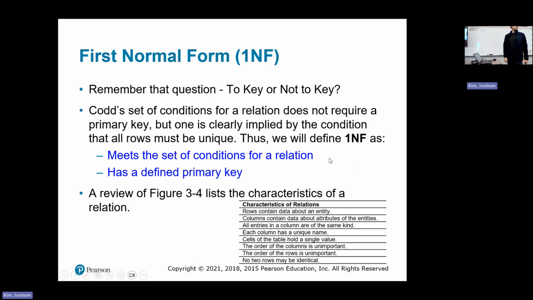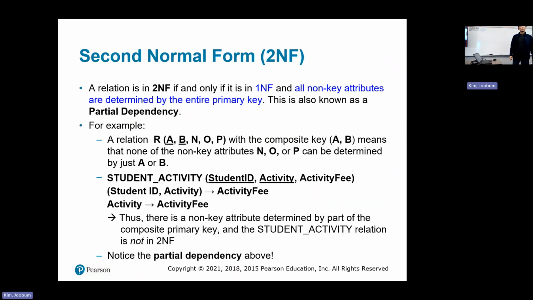If a relation is in first normal form, two conditions are satisfied. First, that table should be a relation. To be a relation, a total of 8 conditions are satisfied. That's one condition for first normal form. Second, a relation must have a primary key. That's all: a relation and a primary key. That table is called in first normal form. Make sense?